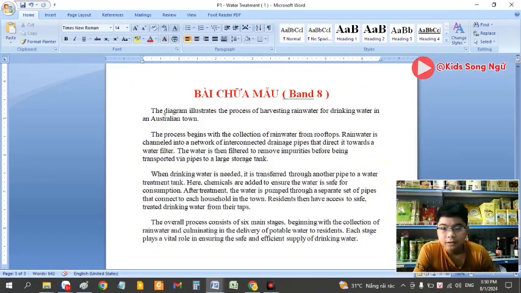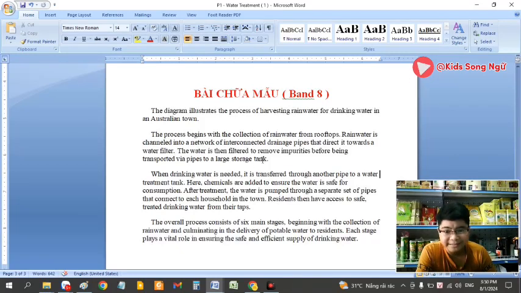Okay. The diagram illustrates the process of harvesting rainwater for drinking water in an Australian town. The process begins with the collection of rainwater from rooftops. Rainwater is channeled into a network of interconnected drainage pipes that direct it toward a water filter. The water is then filtered to remove impurities before being transported via pipes to a large storage tank.